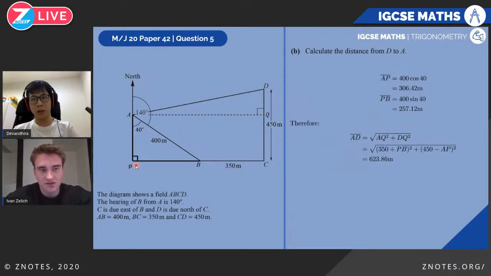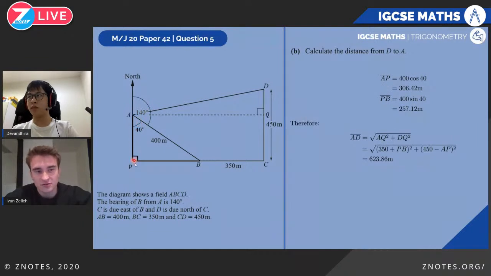Now I've extended to make a 90-degree triangle. It kind of seemed like it should be done, and that's the reason I did it, because we want to find AQ, and that's just PC, and we want to find DQ, but that's just DC minus AP. So it makes sense to draw these lines. So we know, because this angle is 140 degrees, that 180 minus 140 is 40. So this angle is 40 here.